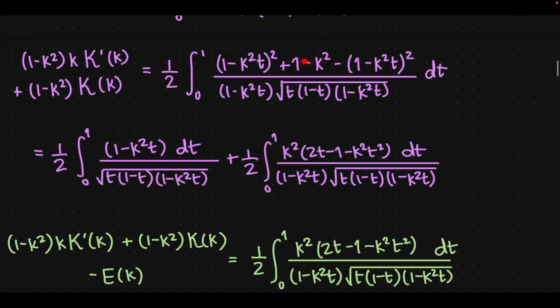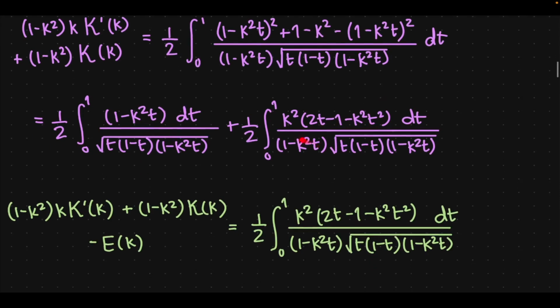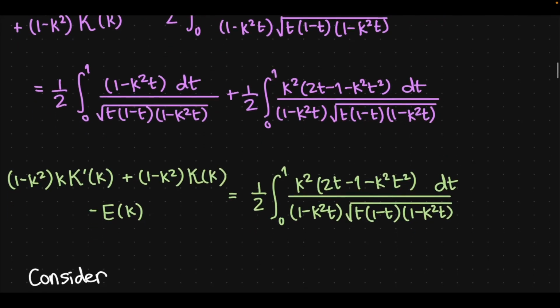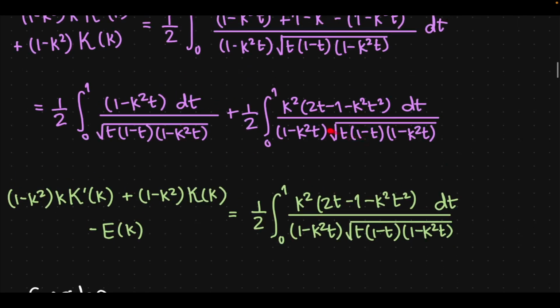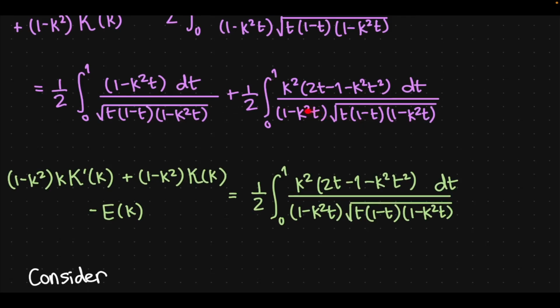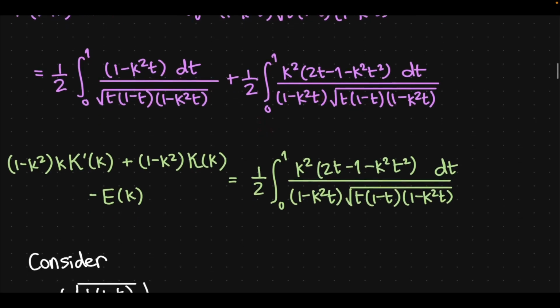And now if we consider 1 minus k squared minus this entire square, and we expand it and cancel some terms, we're going to end up with k squared times (2t minus 1 minus k squared t squared) dt divided by (1 minus k squared t) times square root t times (1 minus t) times (1 minus k squared t). Now everything is good until this point. Everything was obvious until this point. And here comes the big twist.